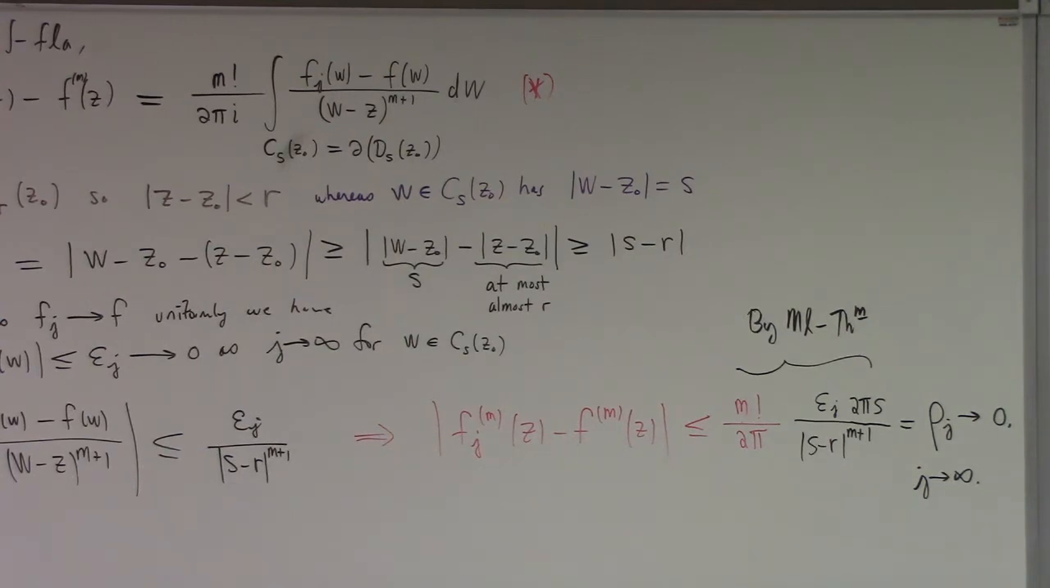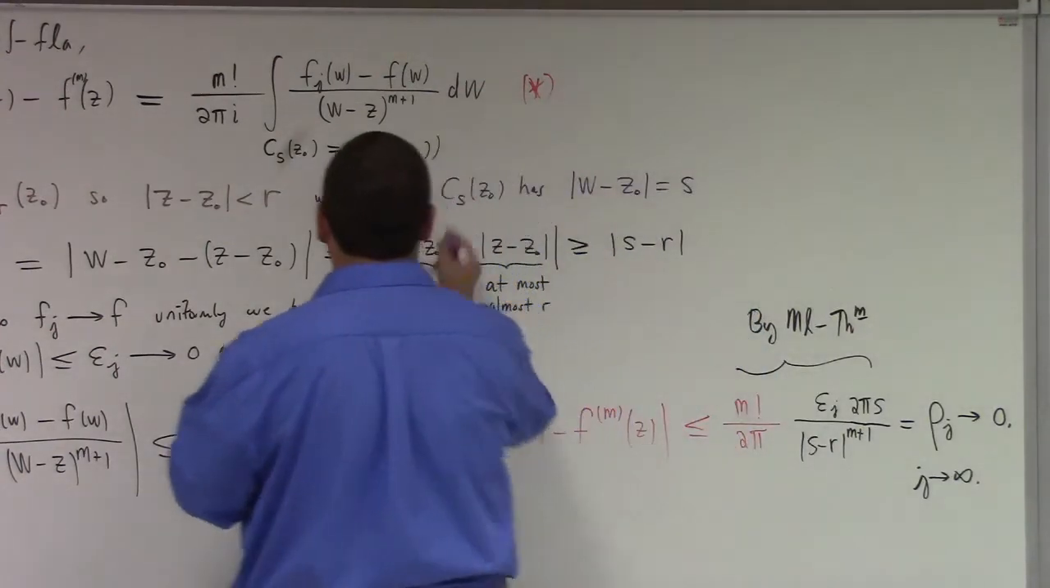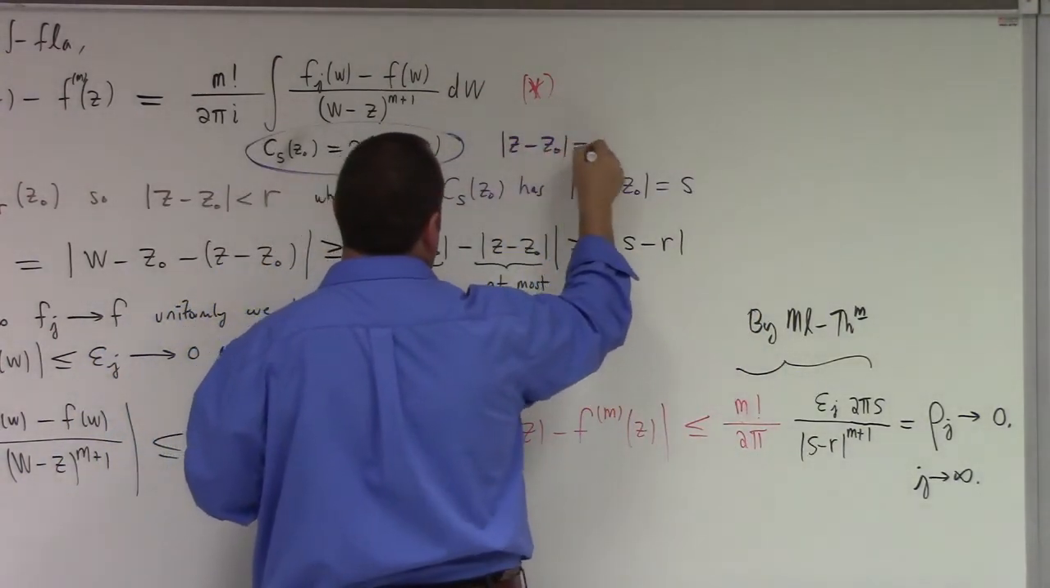Does that make sense? Trust me, this is a considerable clarification of what's currently in the notes, because in the notes I don't use the notation disk and circle. I have inequalities like in the notes at the moment. Instead of writing this, I just wrote modulus of z minus z naught equals s.